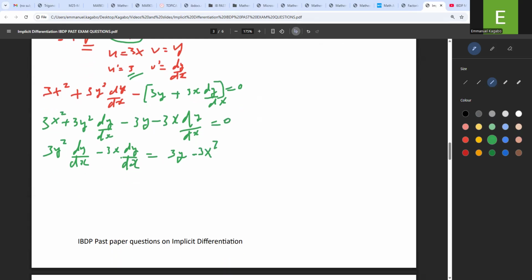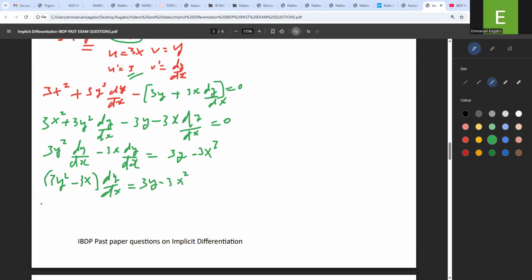Very good. Now, dy over dx is common, so I need to factorize that. I'll get 3y squared minus 3x, altogether in brackets, times dy over dx. Very good. Now, this equals 3y minus 3x squared. Wow, amazing question.